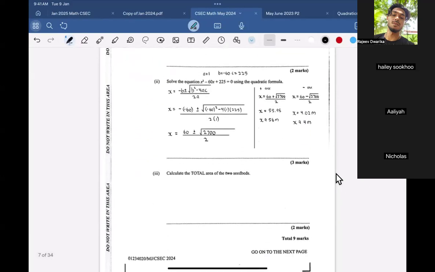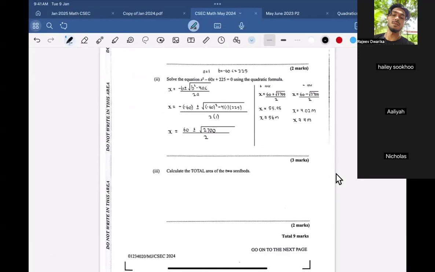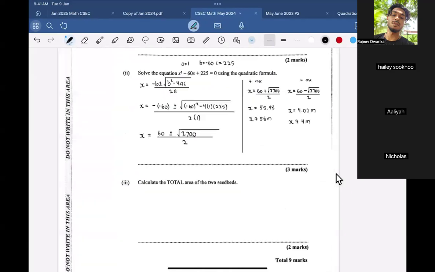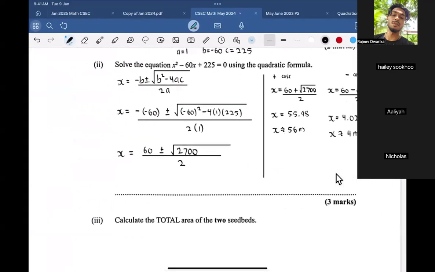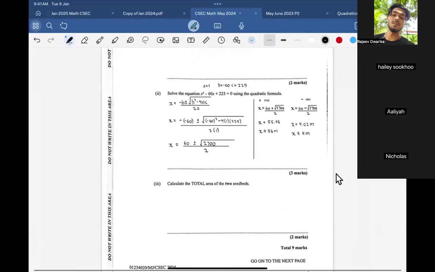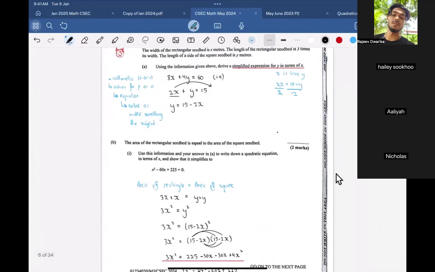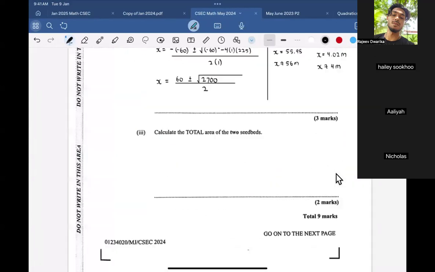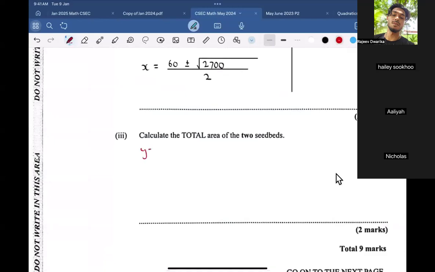No, this is the tricky part. I need to explain something. Only one of these answers is valid. At the start of class, we do the quadratic formula, so I trust that you're okay. It's just a procedure. Now they want me to calculate total area. So now that we have x, we could find y. Y was equal to 15 minus 2x.